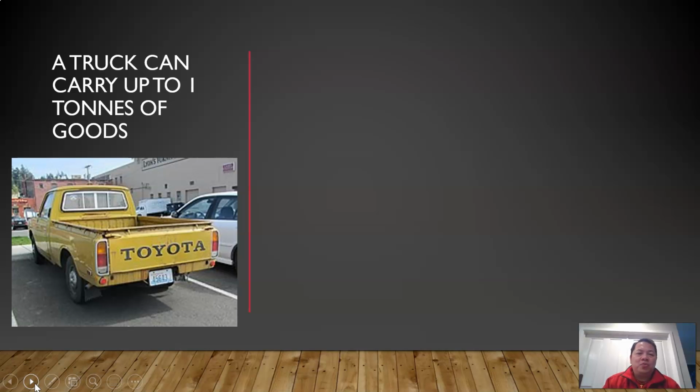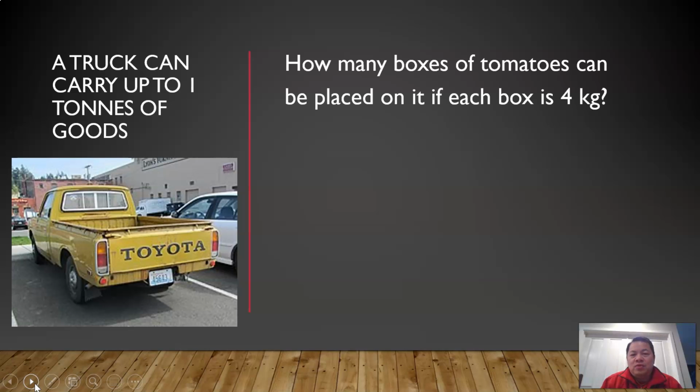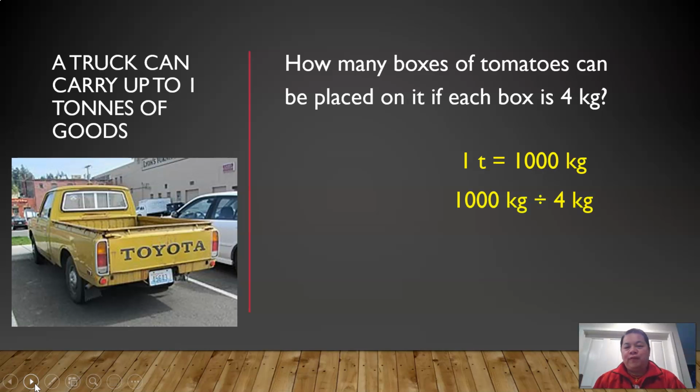The truck can carry up to 1 ton of goods. So this old Toyota truck can carry up to a ton. How many boxes of tomatoes can be placed on it if each box is 4 kilograms? We know that 1 ton is 1000 kg. So let's see how many 4 kgs we can have in 1000. So 1000 kg divided by 4. When I simplify, I should get 250. So I can put 250 boxes of tomatoes onto this truck.